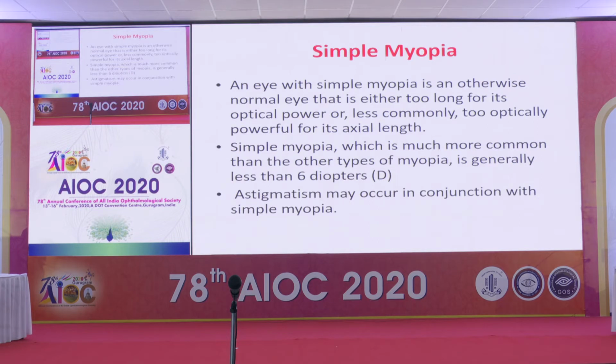What is simple myopia? An eye with simple myopia is an otherwise normal eye that is either too long for its optical power or, less commonly, too optically powerful for its axial length. Simple myopia, which is much more common than the other types of myopia, is generally less than 6 diopters. Astigmatism may occur in conjunction with simple myopia.